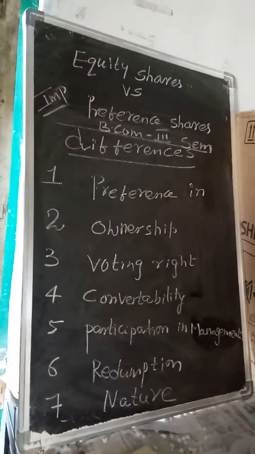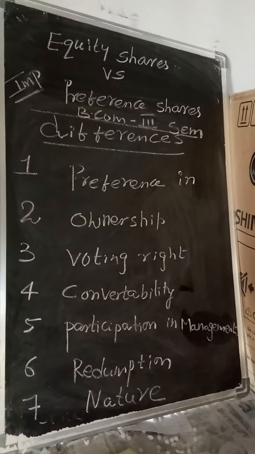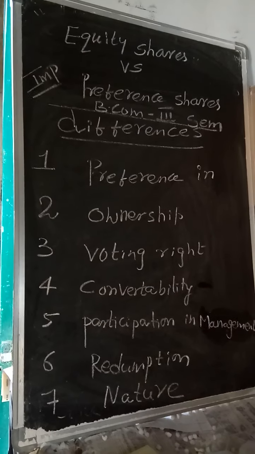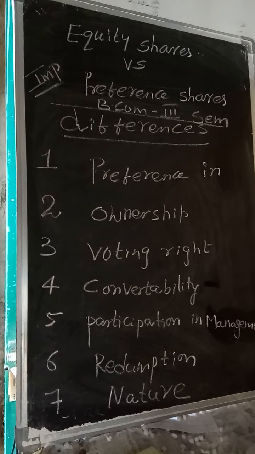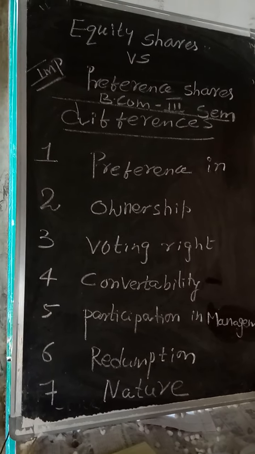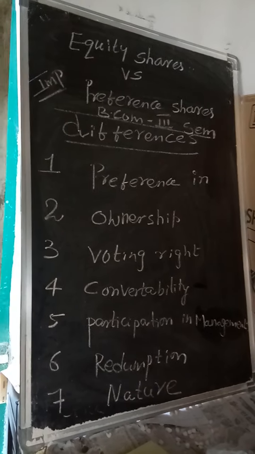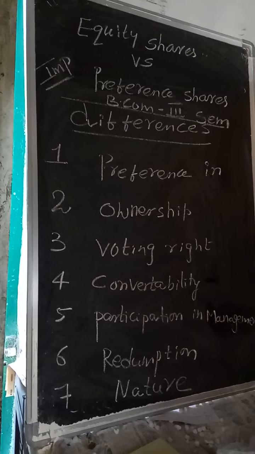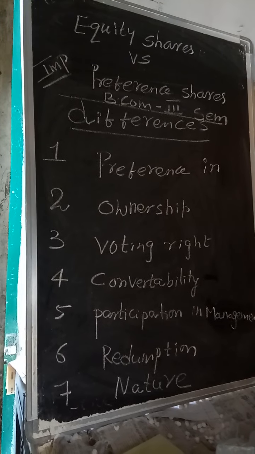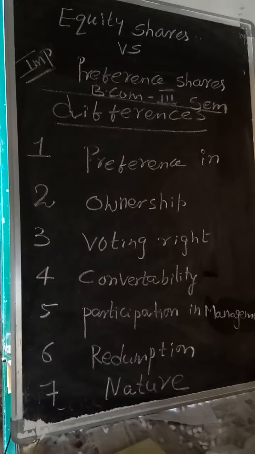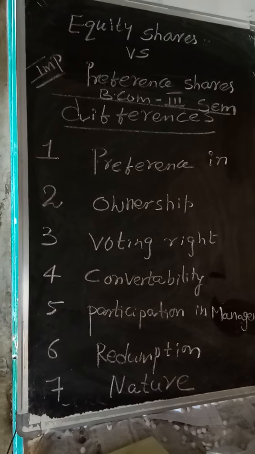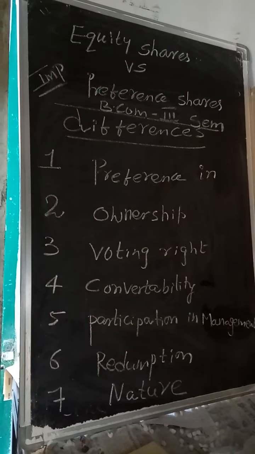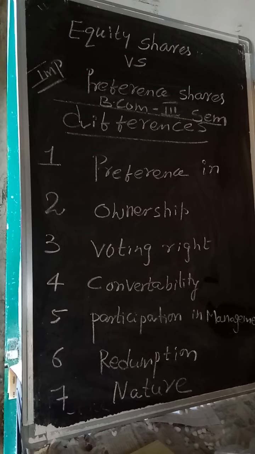So, voting right. Equity shareholders can participate in all the meetings of the company and they have a right to vote in the election of directors. But preference shareholders do not have any voting rights. In some cases, they may get voting rights, but in most cases, preference shareholders do not have a right to vote. Voting matters because there is an election process for directors of the company.